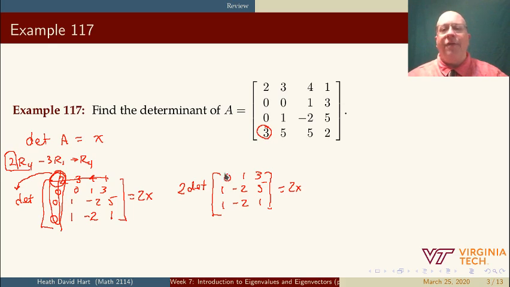I don't like having a 0 up here, so I'm going to exchange these two rows. And that gives me the matrix 1, negative 2, 5, 0, 1, 3, 1, negative 2, 1. On the left side, I still have 2 times the determinant. But because this step changes the determinant by a negative sign, the right side will now be negative 2x.